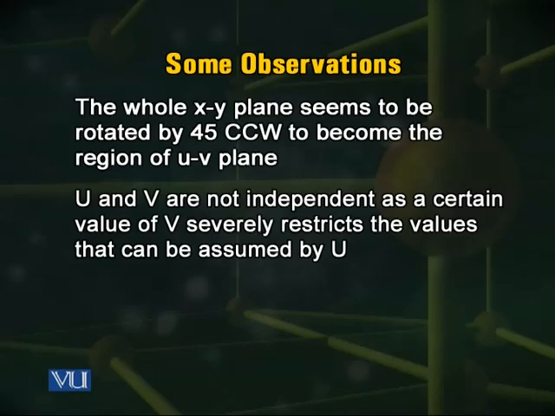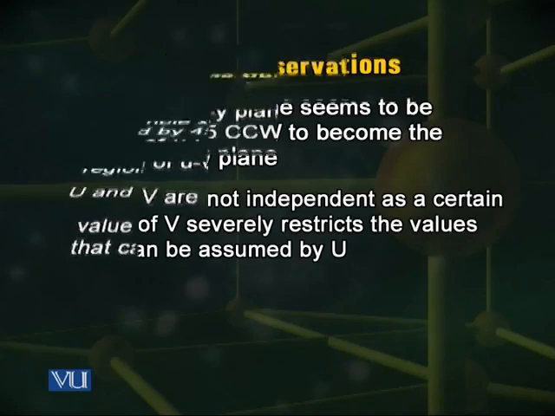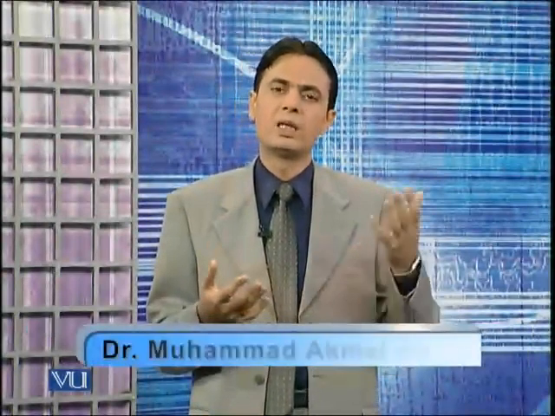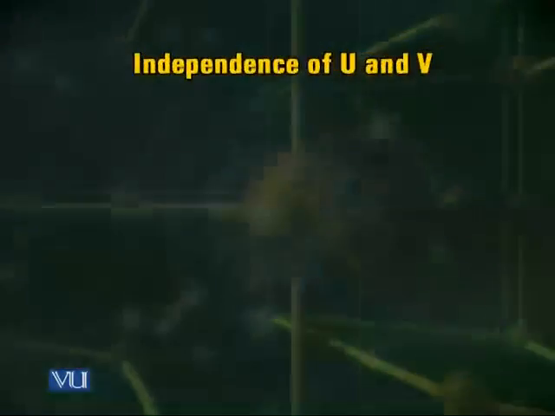And the third way to find out if u and v are independent or not is that you take the joint PDF of u and v, find the marginal PDF of u, find the marginal PDF of v, multiply them together, and if the result is equal to the joint PDF of u and v, then u and v are independent. Let's do that.